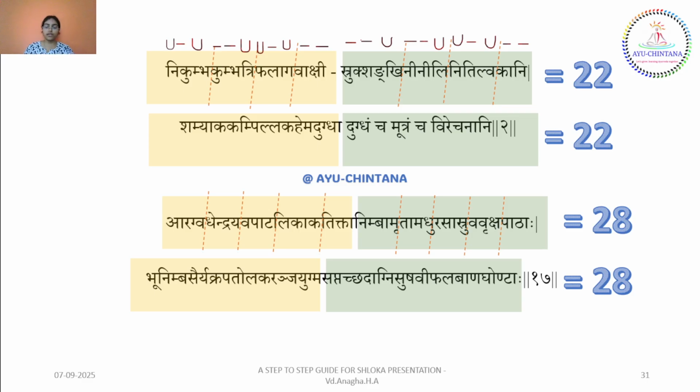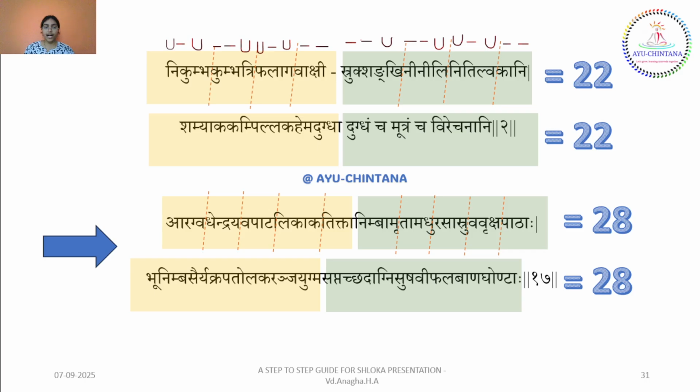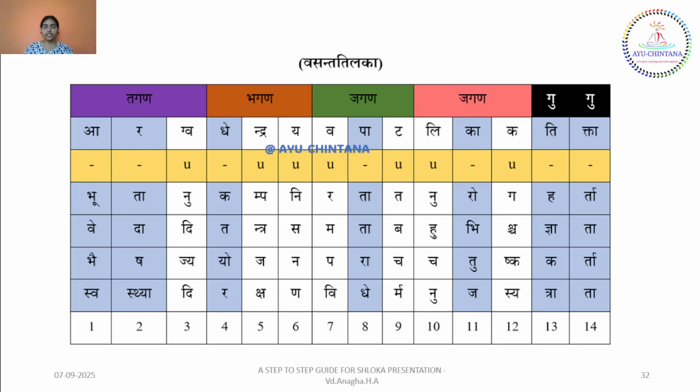This is how you will pronounce it. So once you make up the padas and the ganas and the designation, you will know exactly where to pause and where not to pause. Okay. So this chandas is Vasanta Tilaka, right? Aragvadhendra eva patalika katikta stands in the Vasanta Tilaka chandas.